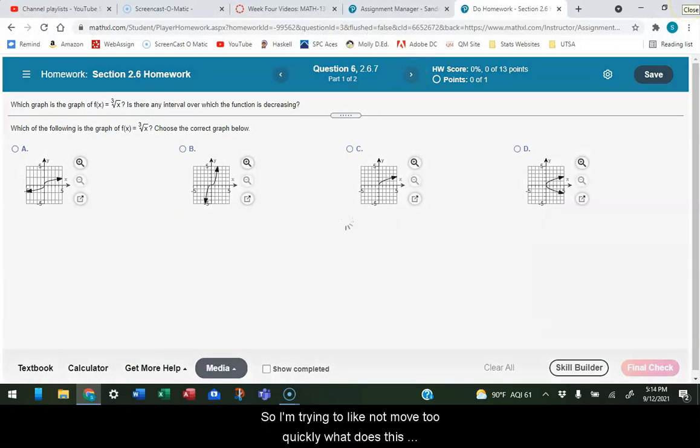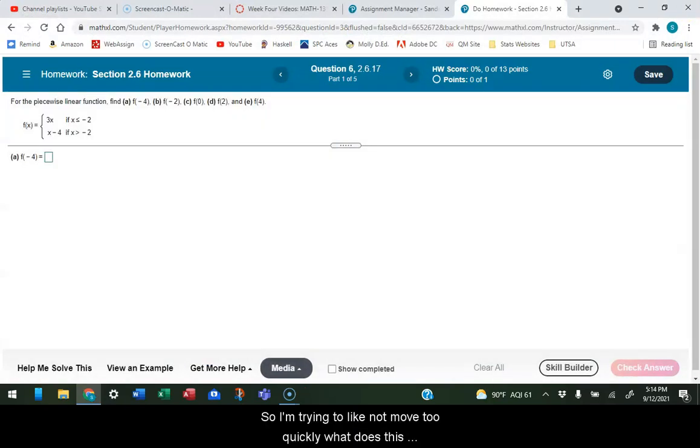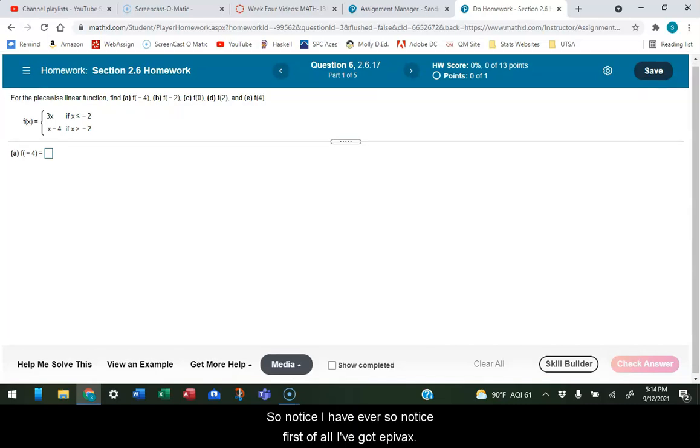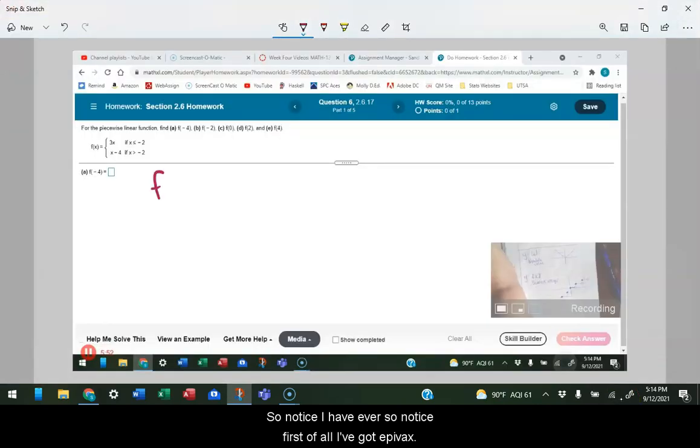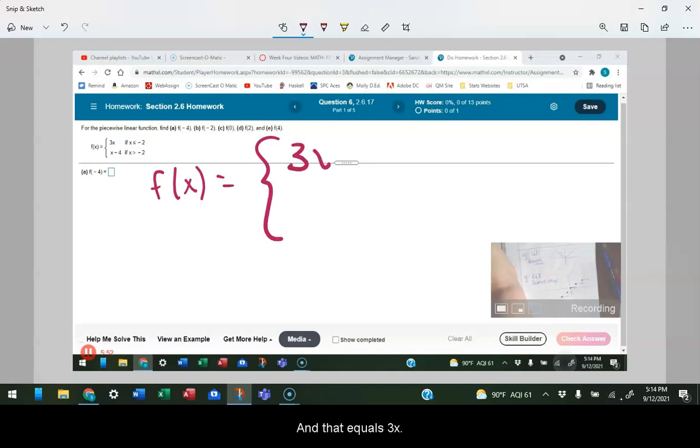Hang on. I'm trying to not move too quickly. All right, so these ones, what does this mean? This is a piecewise function, which literally means we're going to take pieces of the function. So notice, first of all, I've got f of x, and that equals 3x if x is less than or equal to negative 2, and then it looks like x minus 4 if x is greater than negative 2.